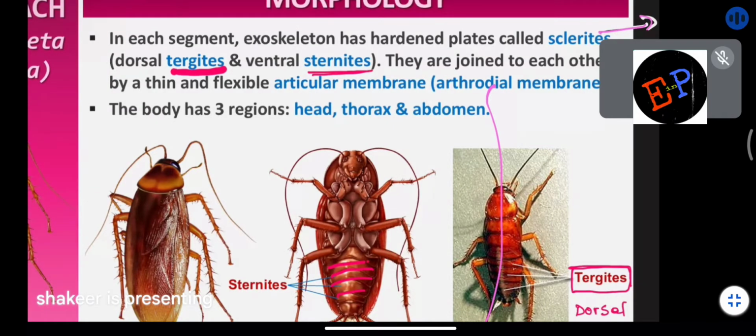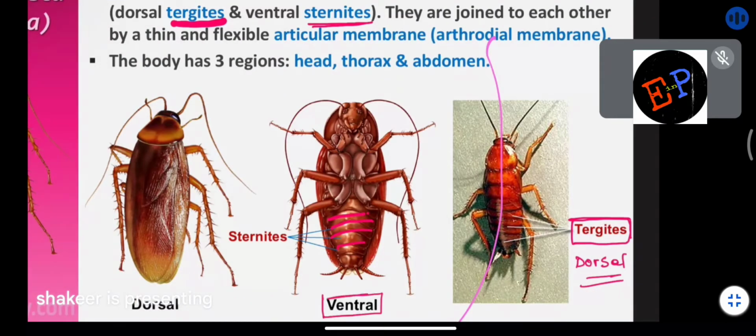They are present on the ventral side, that is on the front side, the abdominal region part of this cockroach. So this is also an important bit. Sclerites you can divide into two types. One is tergites and the second one is called sternites.